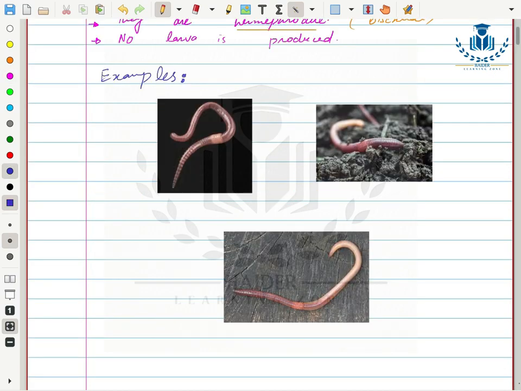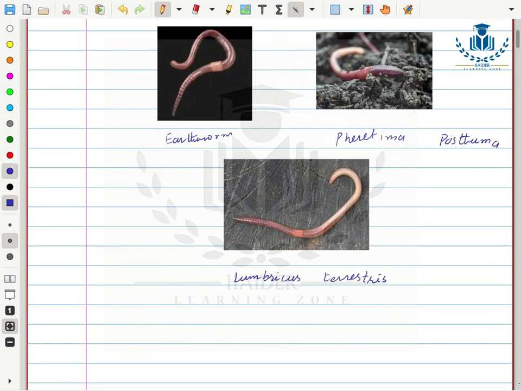So the examples are, this is an earthworm, and this also belongs to the earthworm species. You can see that all these diagrams are exactly alike, but there are major differences between them. This is Pheretima posthuma. It is also a kind of earthworm. And this is Lumbricus terrestris. So the body plan of these organisms is exactly the same, but there are differences between them.